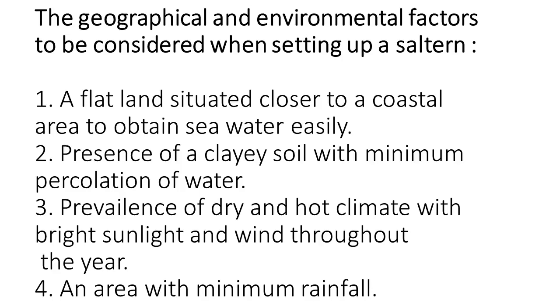When it comes to locating a saltern, we have to consider some factors, geographical and environmental, to locate that saltern. First, the land has to be flat, and it should be close to the coastal area. When we consider the soil, it has to be clayey soil with minimum percolation. When it comes to climate, it has to be hot and dry, with minimum rainfall. Throughout the year, there has to be good sunlight, as well as wind. Consider these geographical and environmental factors. In Sri Lanka, places like Hambantota and Puttalam are the areas where you can find salterns.